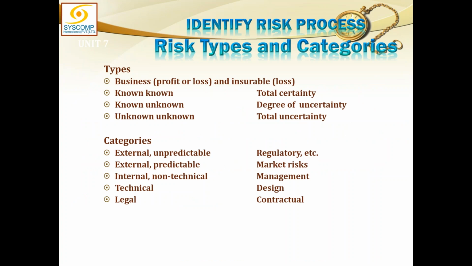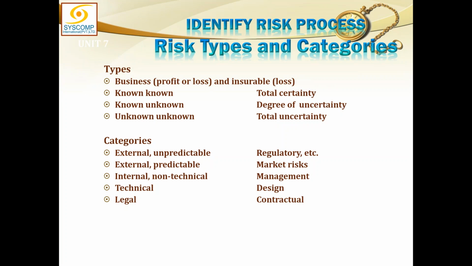We have talked about the types of risks, and we did talk about the business risks, which are business profit and loss risks, and the other was the insurable risk, which is always a loss, which we call the pure risk. We also talked about the known, known unknown, and unknown unknown. In known, you remember, it had a pretty good certainty of happening. Known unknowns had some degree of uncertainty, and unknown unknowns we could not have conceived. That is a total uncertainty, and we gave various examples for that.